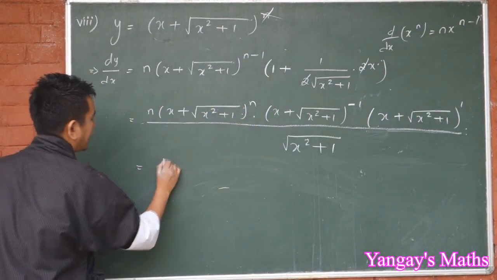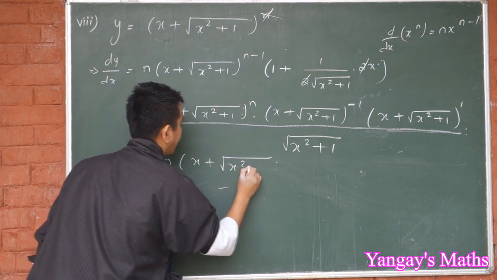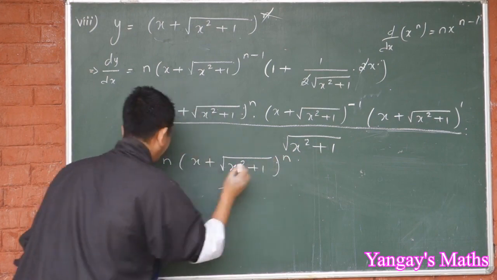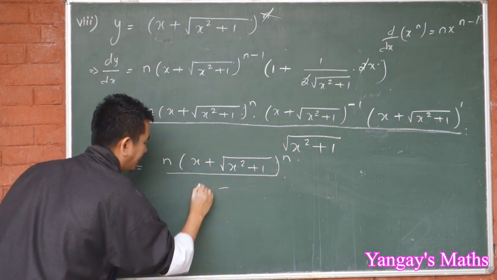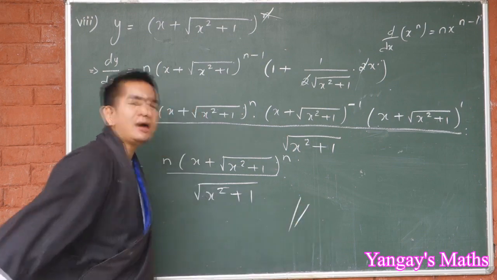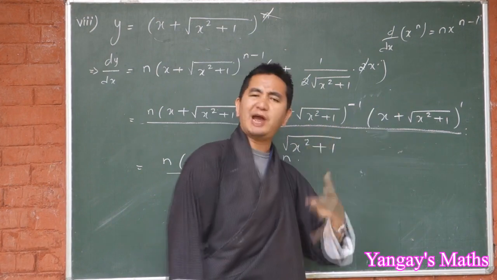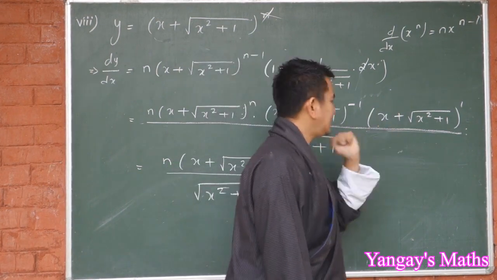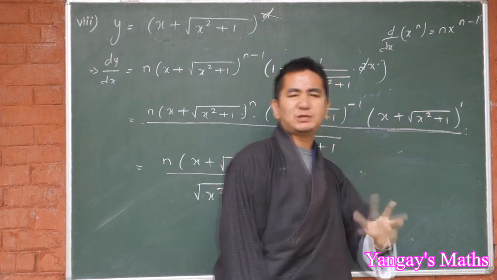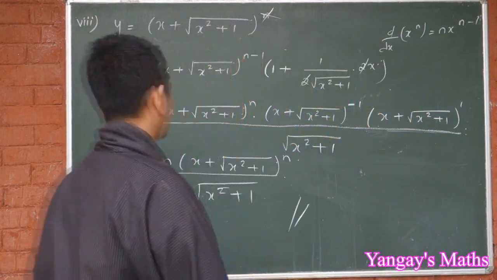So we have now the final: n times x plus root of x squared plus 1 raised to power n, divided by root of x squared plus 1. This is the final answer. If you don't believe, you bring this minus 1 down, definitely this one and this one will get cancelled. Otherwise, same base at the power, negative 1 plus 1 is equivalent to 0. Any number raised to 0 is equivalent to 1.